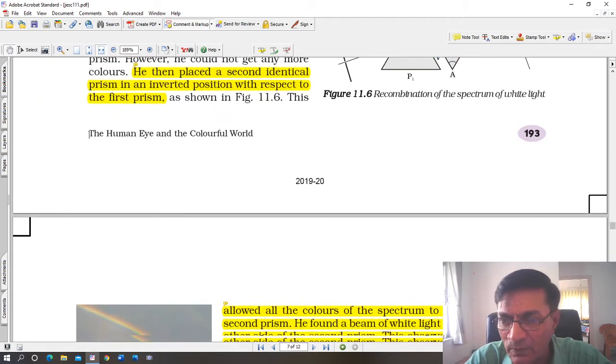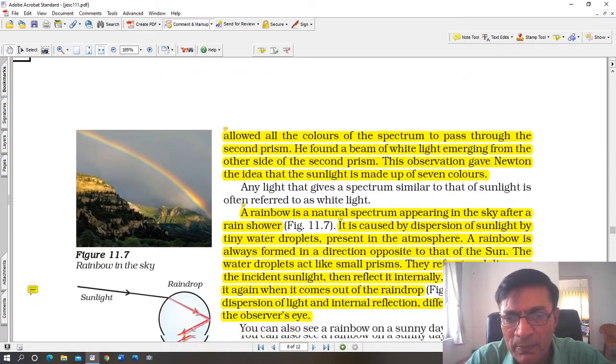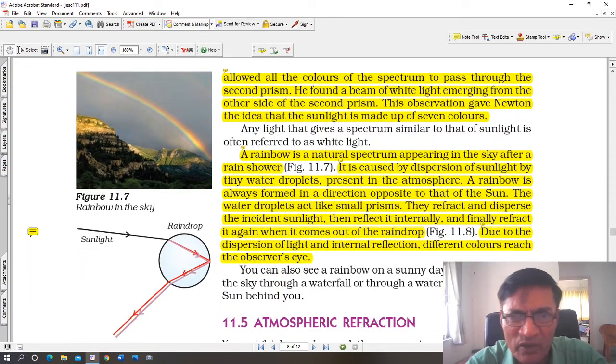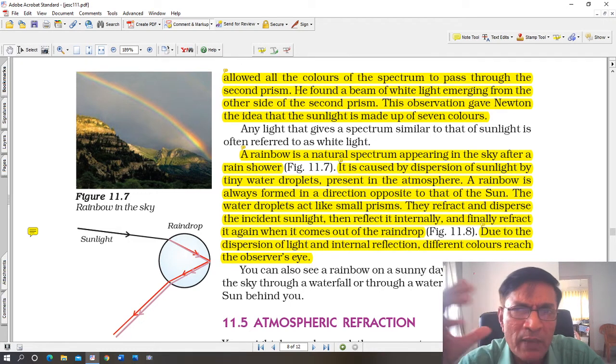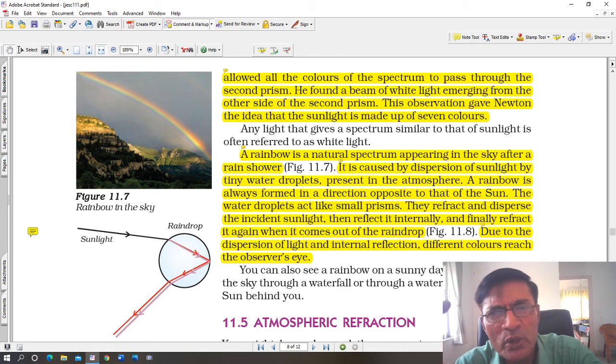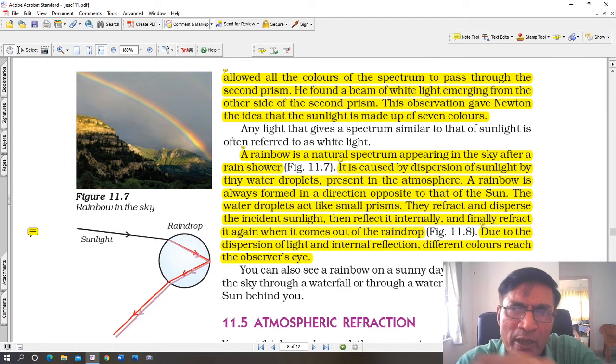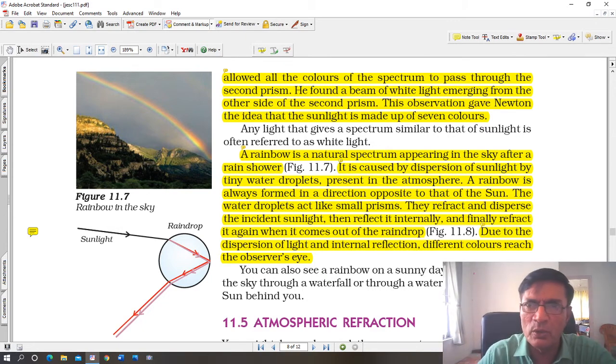Alright, now just a little bit about rainbows. You can see a picture of a rainbow in the sky. You can see different colors. Sometimes the rainbow is so nicely formed, you can see all the colors. Sometimes the rainbow is not formed very well. Sometimes the rainbow is completely semicircular, sometimes only a small part is seen.